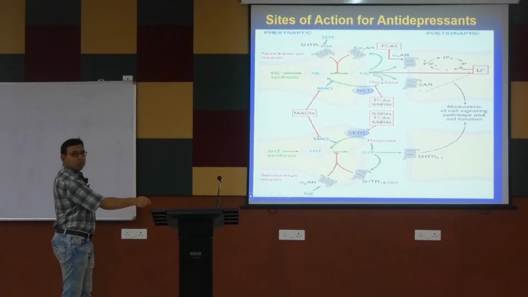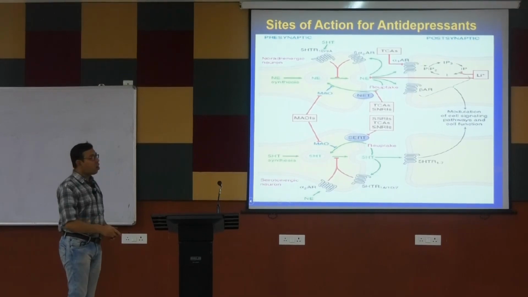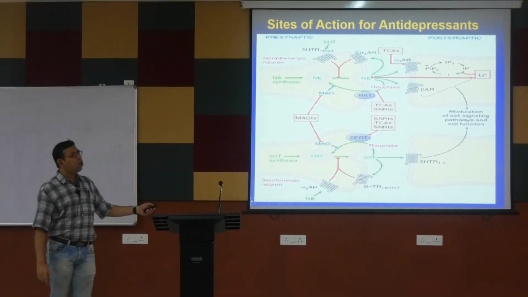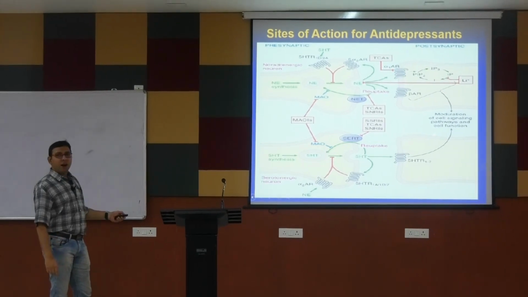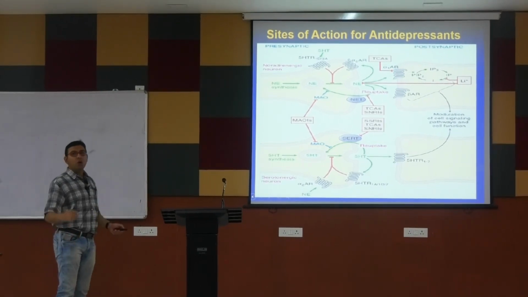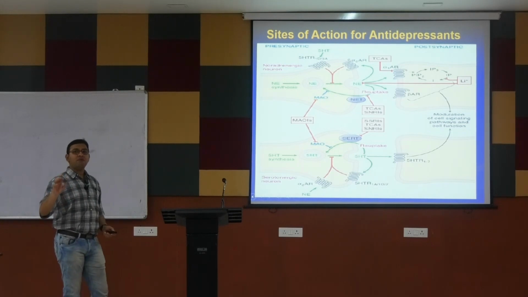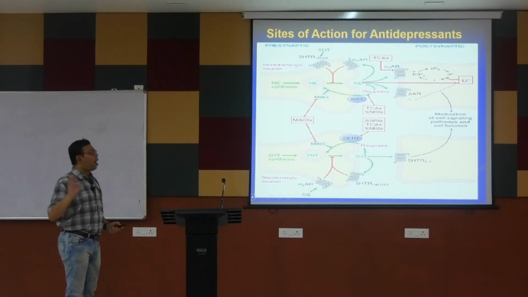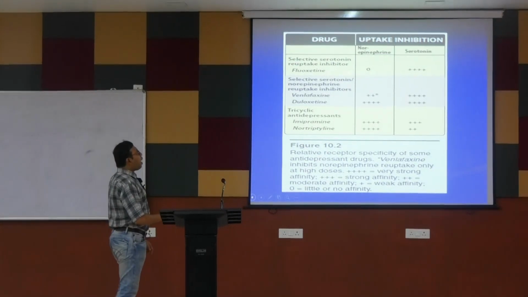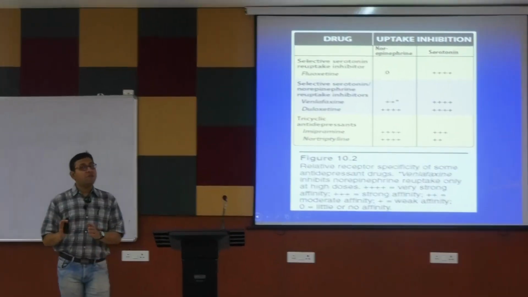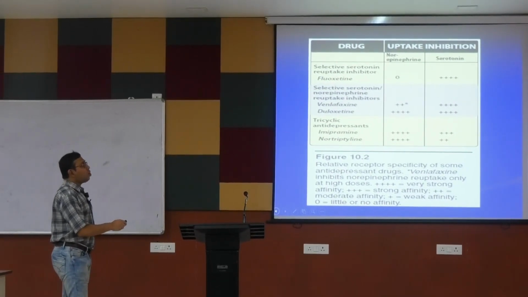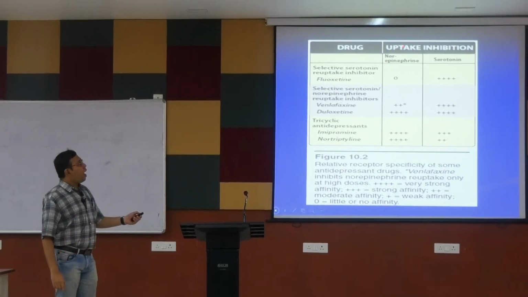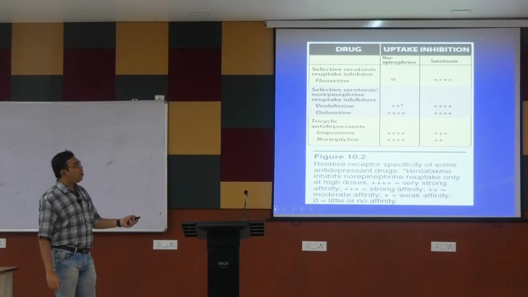SSRIs selectively block the serotonin transporter. Tricyclic antidepressants block different other transporters also. So these are the different drugs that mainly act to increase the synaptic cleft availability of the different monoamines. Uptake inhibition also varies for the different drugs. For example, you can see fluoxetine is the selective serotonin reuptake inhibitor. It has no uptake inhibition on norepinephrine, but the maximum uptake inhibition on serotonin.